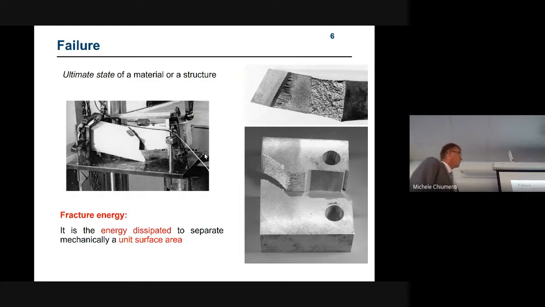So what is failure? Failure means that you reach the ultimate state of the material, or in this case of the structures. And typically when this happens and the structure is going to break, you have a release of energy, and this energy is the so-called fracture energy. Okay? This fracture energy is the energy dissipated for the opening of a unit surface area of your cracks. Okay? And this will be one of the ingredients, one of the data, for the simulation.